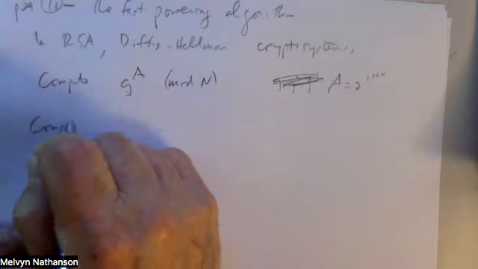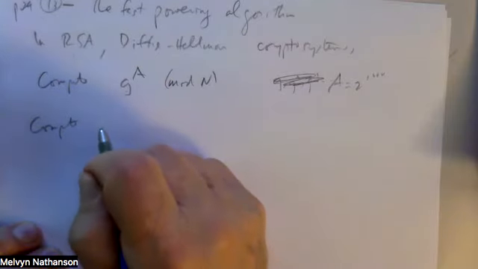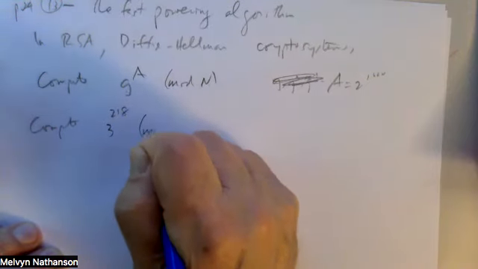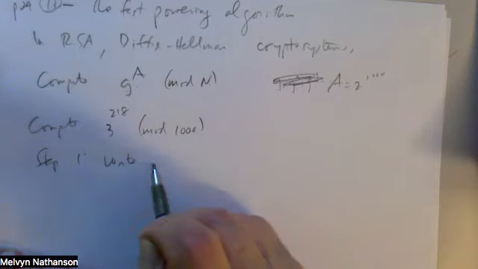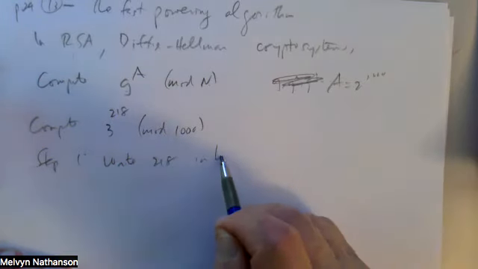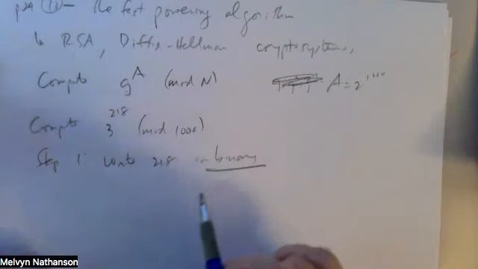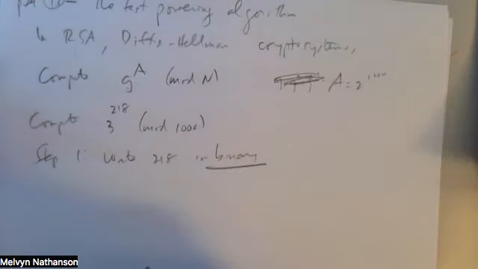So here's the example that the text starts with. It's a good enough one for us. Suppose we want to compute 3 to the power 218 modulo 1,000. So step one, write the exponent in binary. Binary means it's a sum of powers of 2.